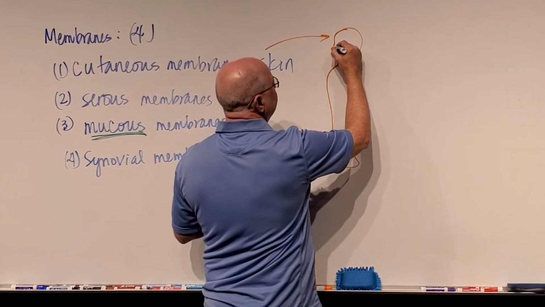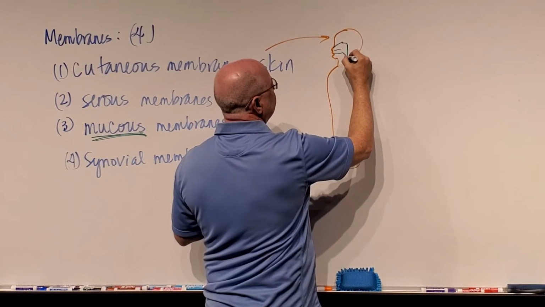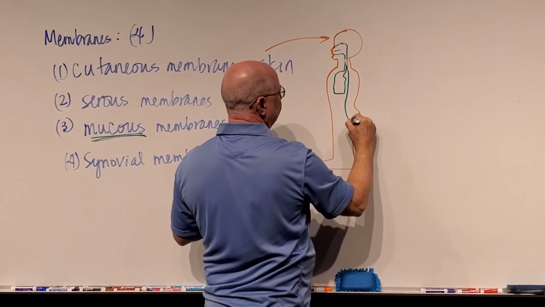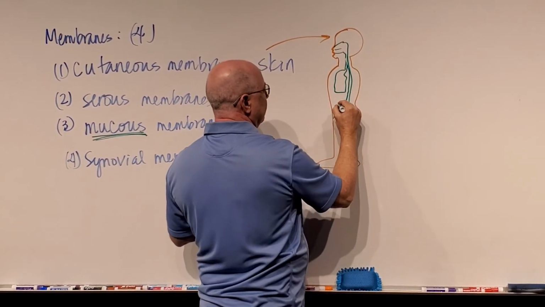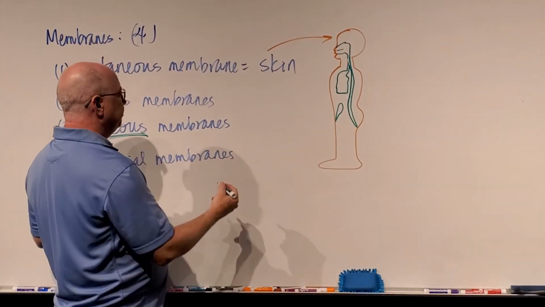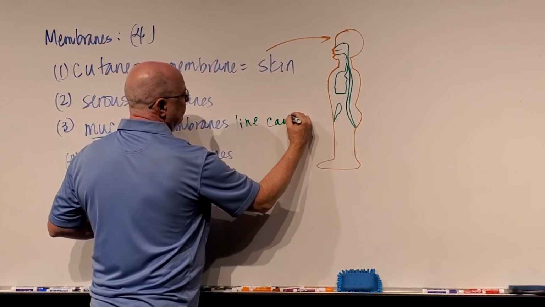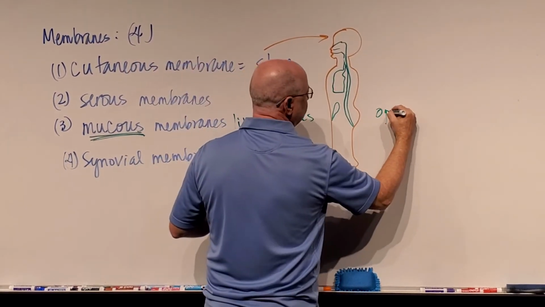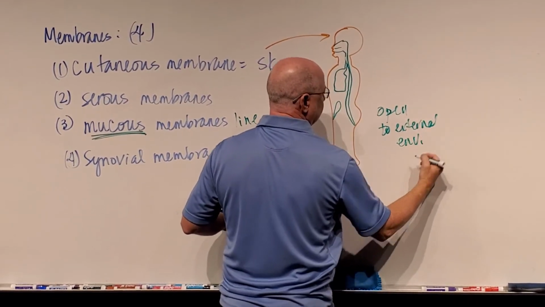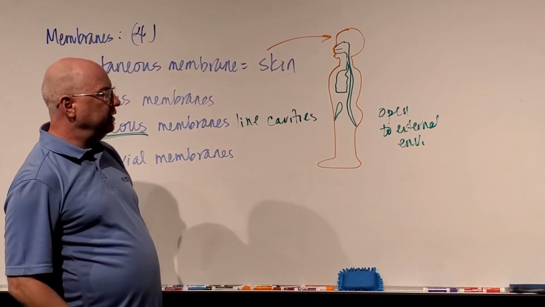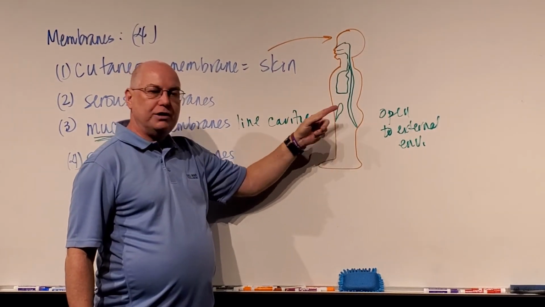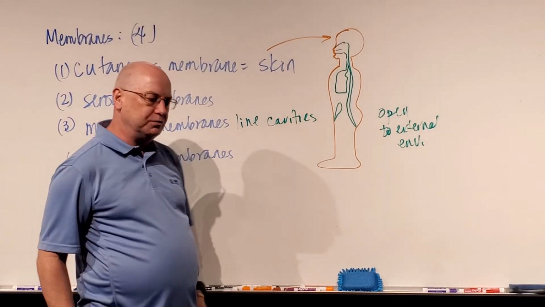So we will do the nasal cavity and the oral cavity, the respiratory tract, and the digestive tract all the way through you. And the urinary and reproductive tracts are lined with mucous membranes. So these line cavities that are open to the external environment. Respiratory cavities and tract, digestive tract, urinary and reproductive tracts are all lined with mucous membranes.